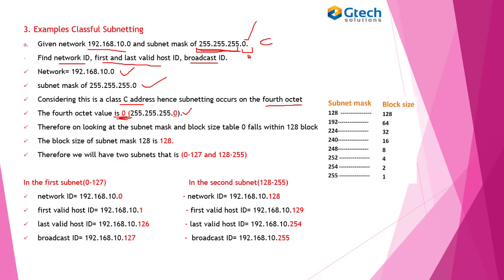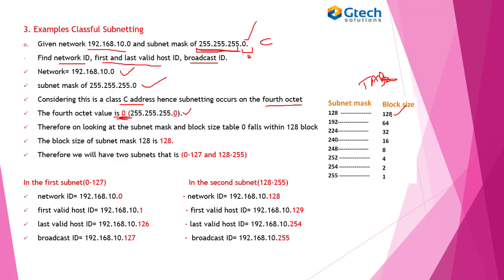Okay, so let's go back to our table, the subnet mask block size table. 0 falls within which range? 0 falls within the range of 0 to 128. So the block size is 128. This is the block size that we will use to move from one subnet to another.